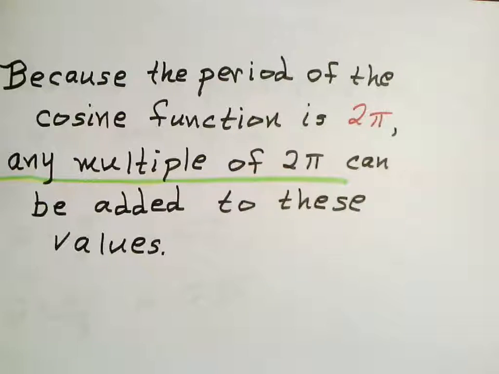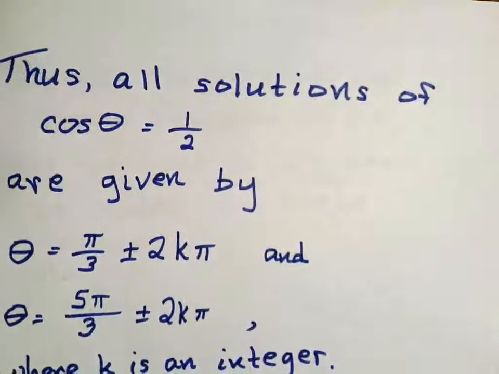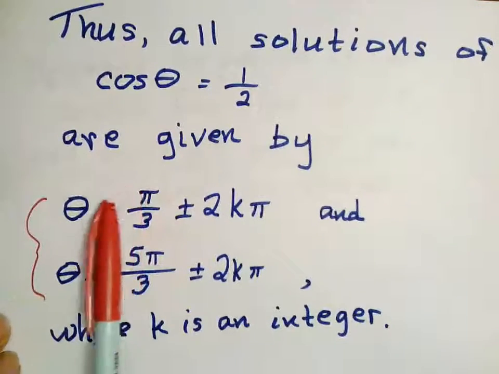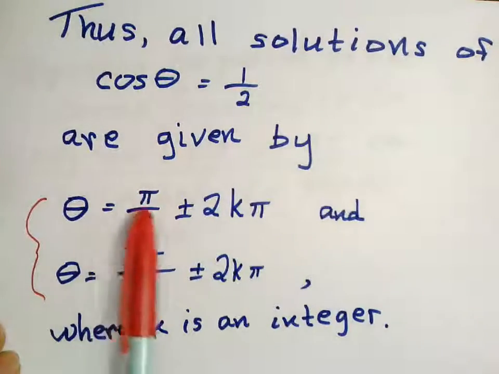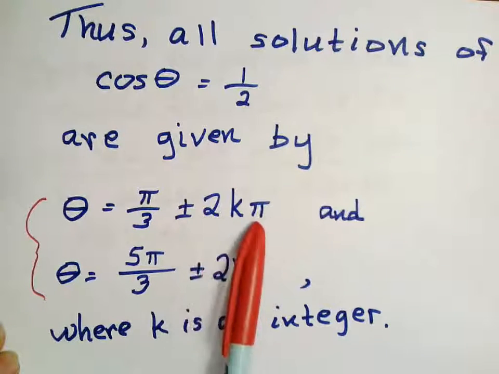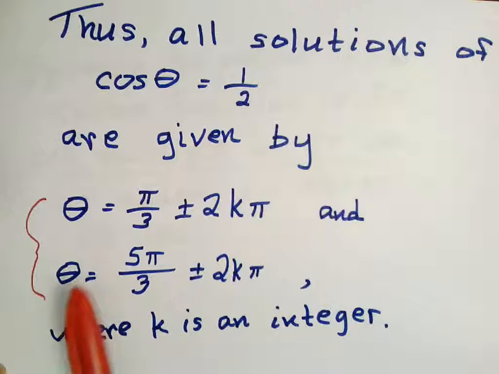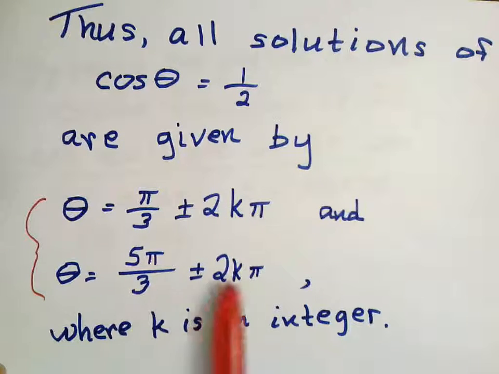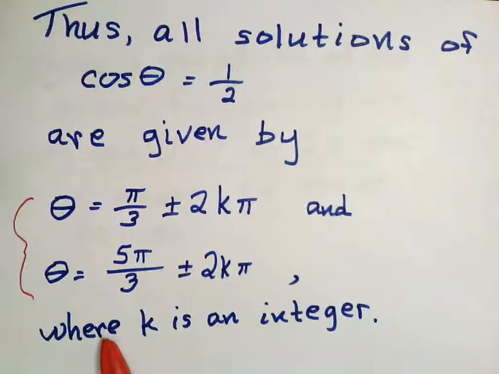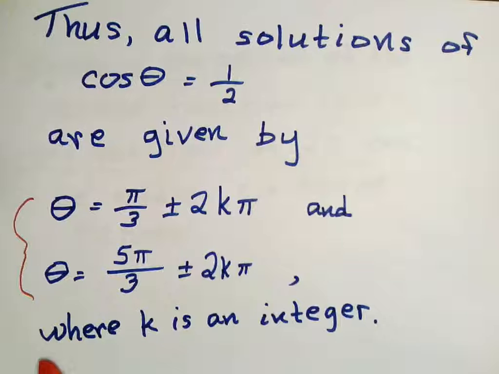So we're going to look at all the solutions for solving this equation. And they're given by pi over 3 plus 2 times k times pi. You see, we're adding multiples of 2 pi. Theta is equal to 5 pi over 3 plus multiples of 2 pi. Now, the k is an integer. Remember, integers, no fractions, no decimals, all positive and negative whole numbers and 0.